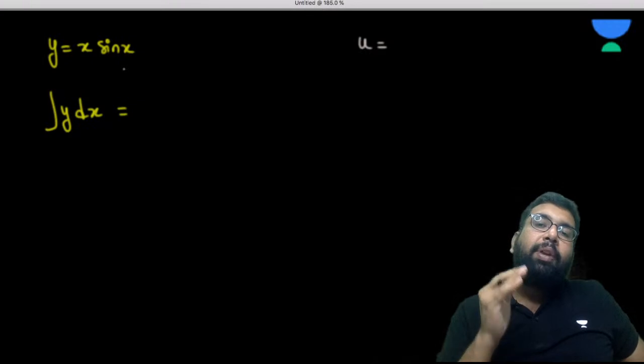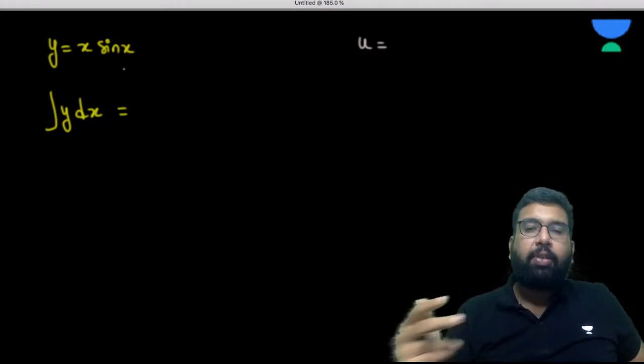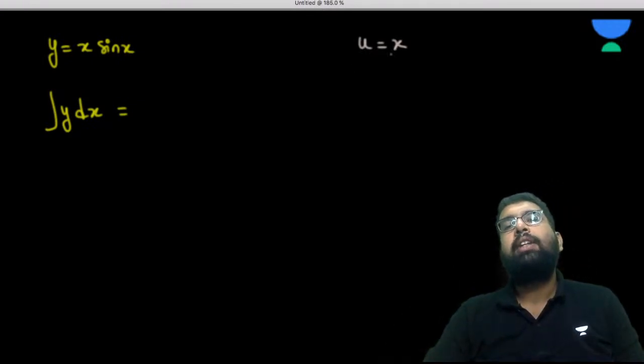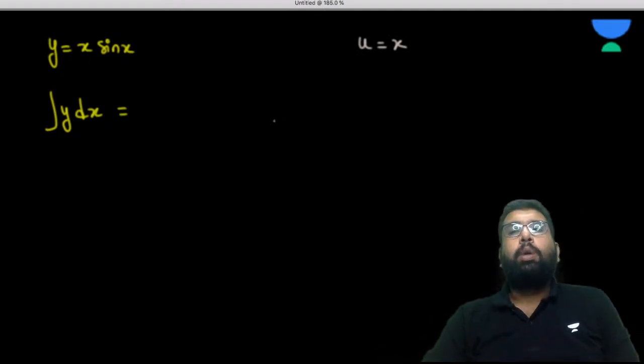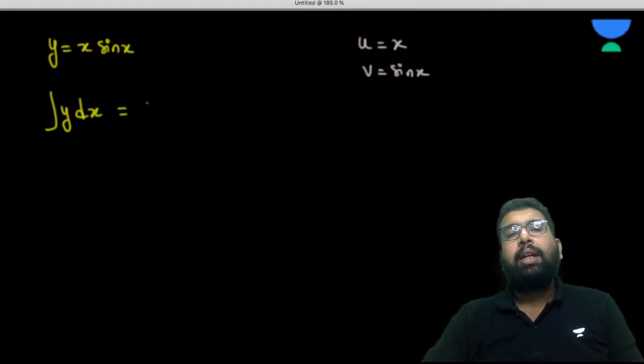ILATE. So the algebraic function comes before the trigonometric function. Here you must select the algebraic function as u, and the remaining function obviously becomes v. So u is going to be x, v is going to be sine x. So when you are writing integration y dx, that is integration x sine x dx.